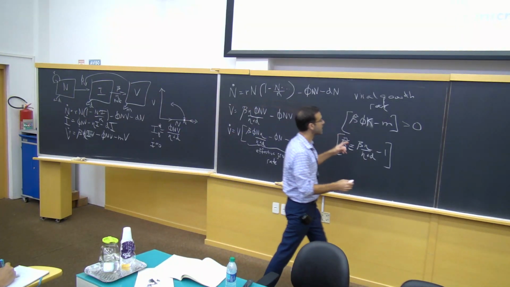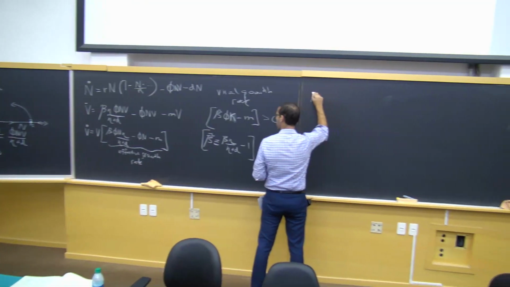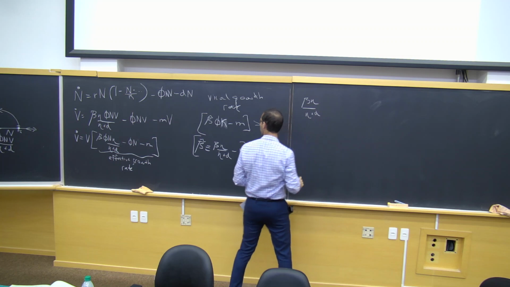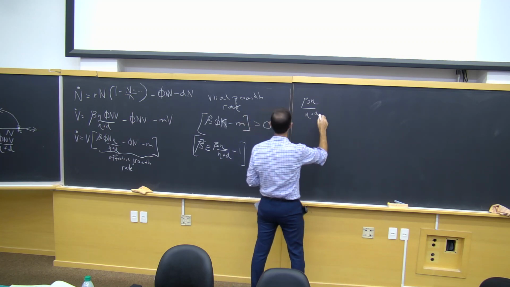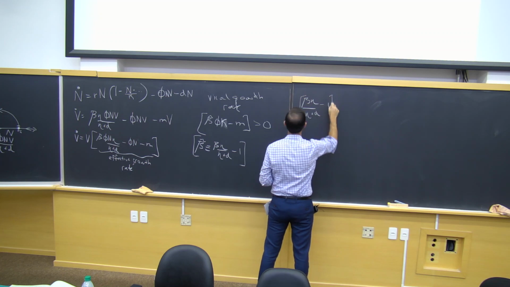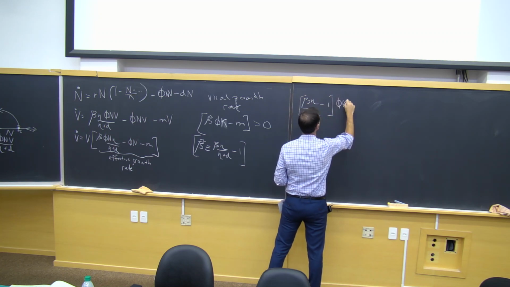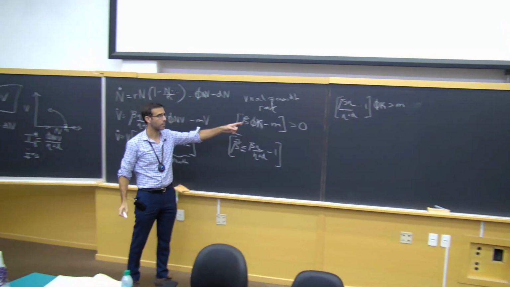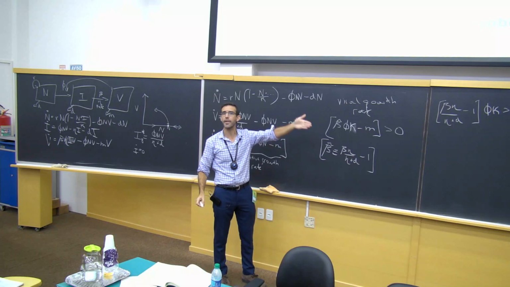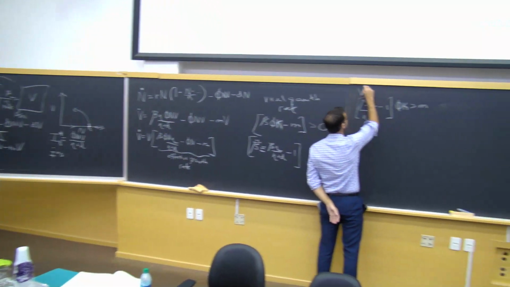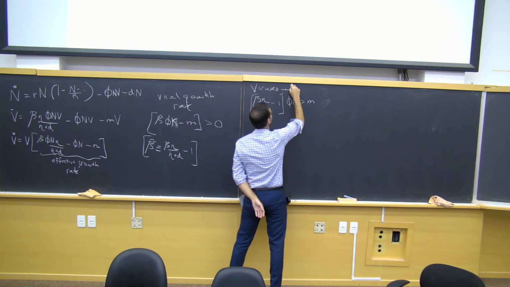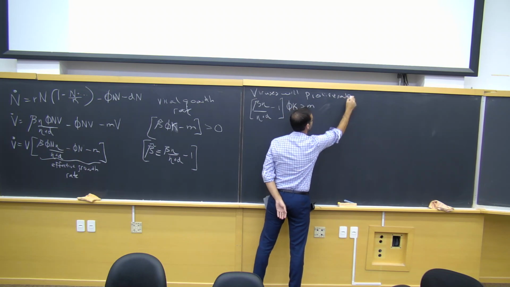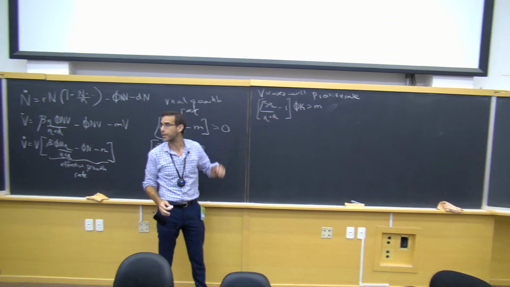Okay. What this is saying is that eta over eta plus d minus 1 phi k must be greater than m. If that's the case, these viruses can proliferate. So viruses will proliferate, or they will grow in their population if this condition holds.